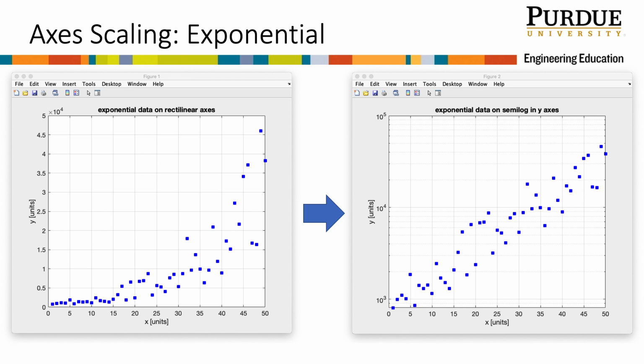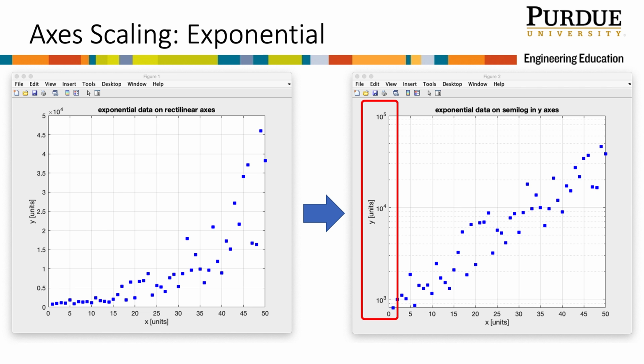This graph contains data graphed on rectilinear scales. Again, rectilinear means linear x-axis and linear y-axis. These data have an exponential relationship. When data have an exponential relationship, if we leave the x-axis linear but change the y-axis to a log scale, the data will appear linear.